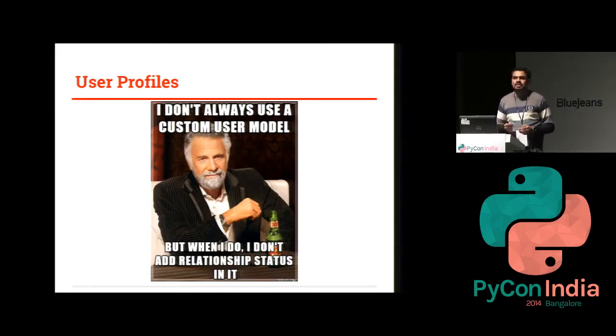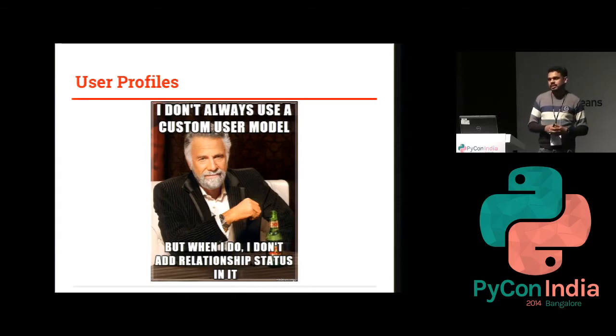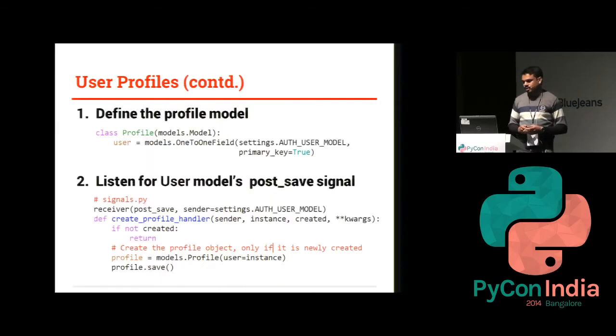The recommended solution is very simple. The documentation tells you what to do. Just create a user profile model with a one-to-one mapping with your user model. But that's all the documentation tells you. It doesn't tell you how to implement it or what are the problems you'll face in actually implementing it. That's what we're going to talk about right now.